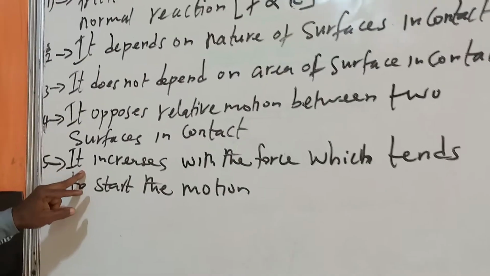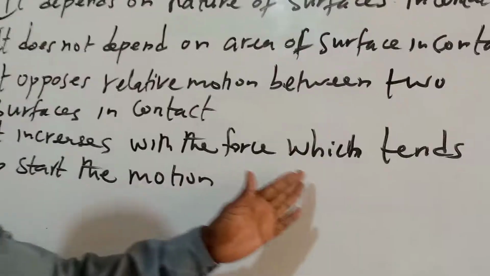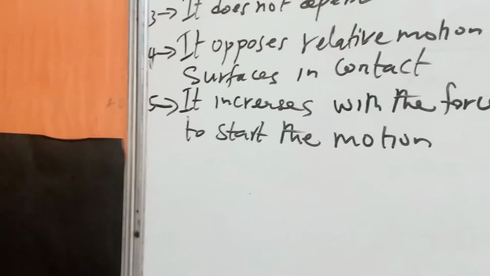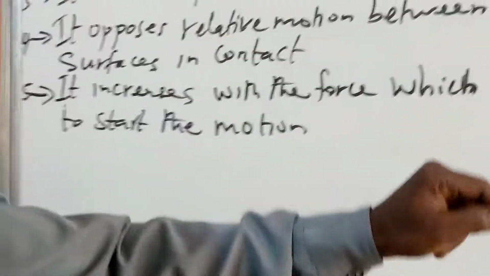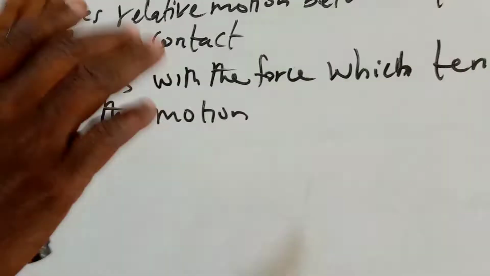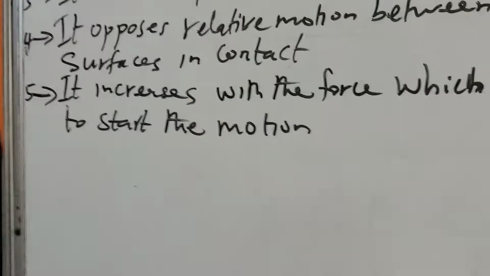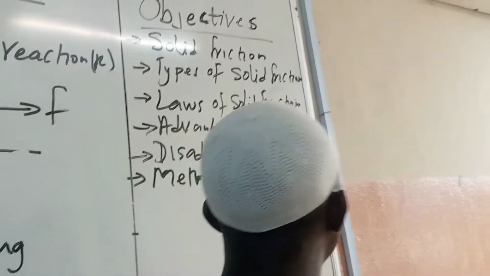Then the next one, it increases with what? The force which tends to start the motion. That is, the higher the frictional force, the higher the limiting frictional force or the load you put on the surface. Now let's go to the next one, which is advantages of friction.